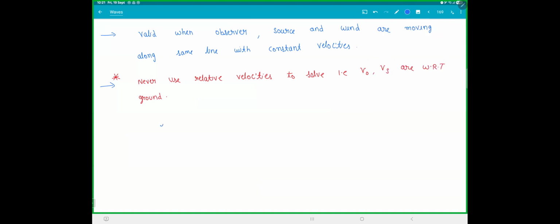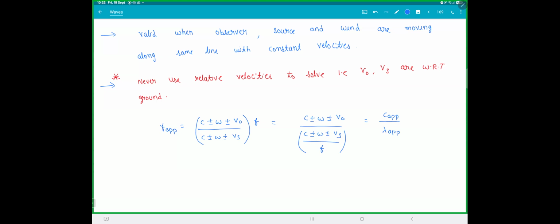Sometimes in more than one choice questions, they'll ask you for lambda apparent. Then how do you find lambda apparent separately? Luckily, it is there within the same formula. (C ± W ± V naught) / (C ± W ± Vs) into f. If you just bring that f down, you will notice this is nothing but C apparent by lambda apparent. So if they ask you for lambda apparent, you just find your f apparent and bring that f down.